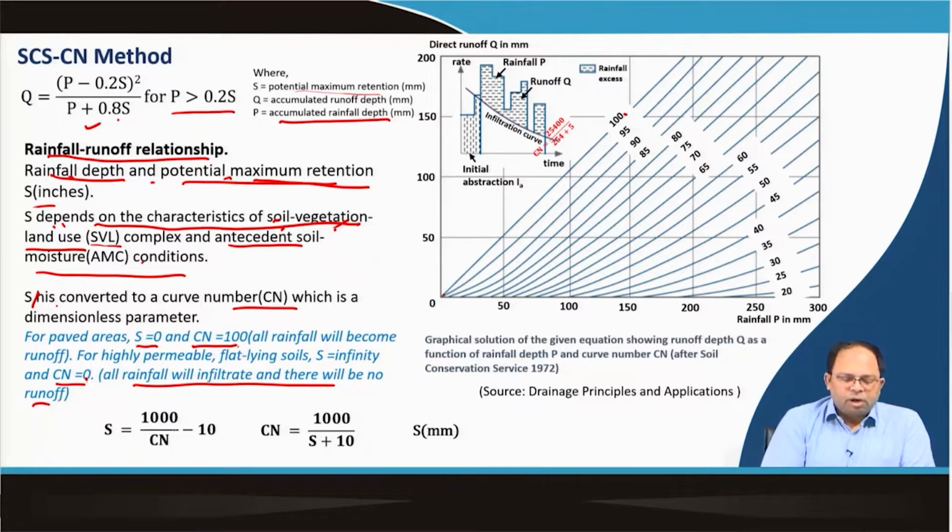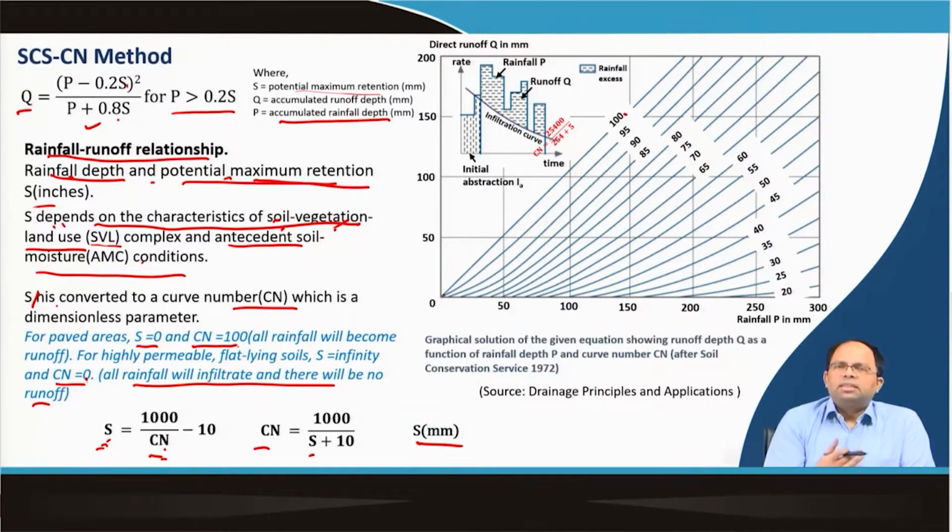So, we have this basic relationship S equal to 1000 divided by CN minus 10. Based on that the CN number is given. So, CN number is equal to 1000 divided by (S plus 10), where S is in inches. So, this S value could be estimated from the CN curve. If we know the CN curve for a particular area, then we can calculate the S value and put it in the equation, and then we can get the Q value, which is the discharge value.